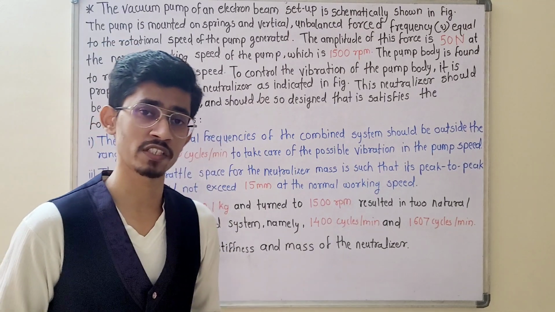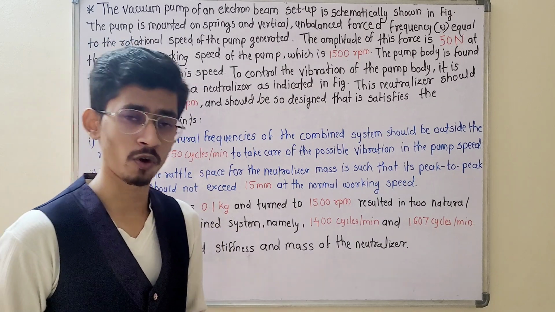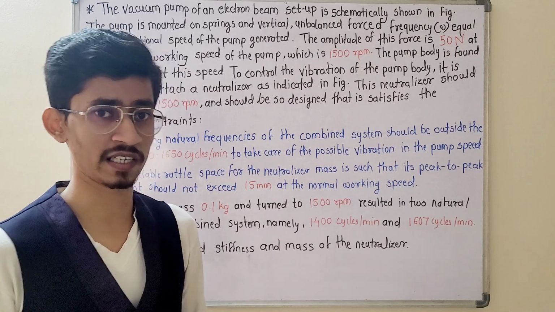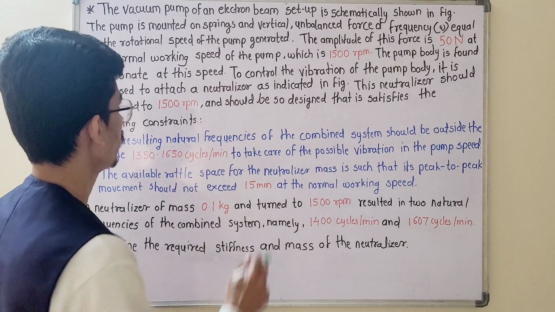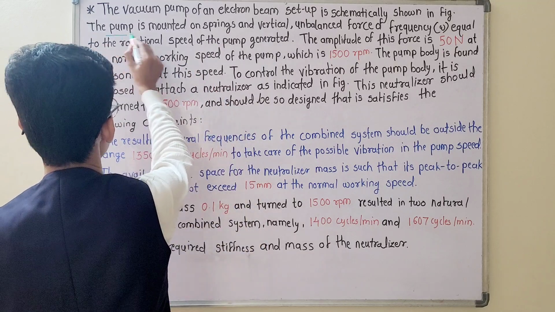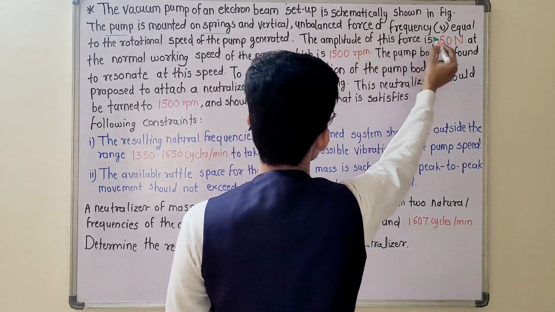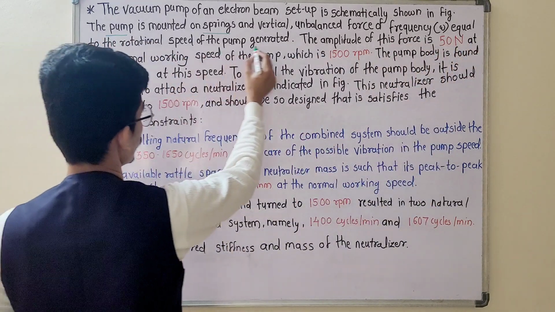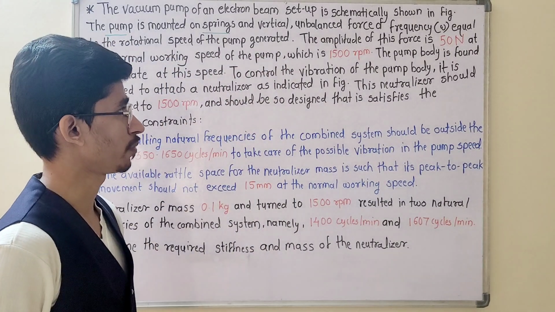Okay, so the vacuum pump of an electron beam setup is schematically shown in the figure. In the question itself they have given a figure. I have not plotted the figure because it is not required here. Whenever we require it, we will discuss it in that section only. The pump is mounted on springs, and a vertical unbalanced force of frequency omega, equal to the rotational speed of the pump, is generated.